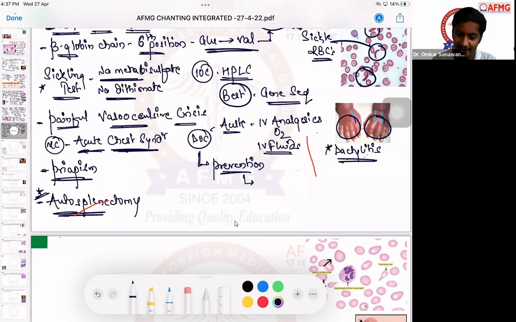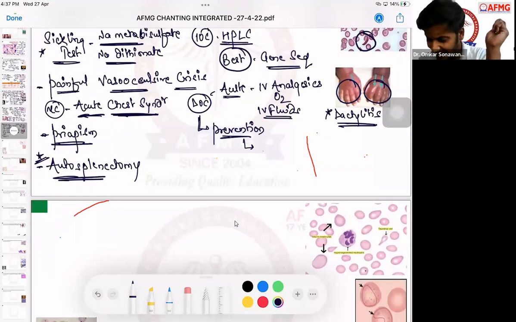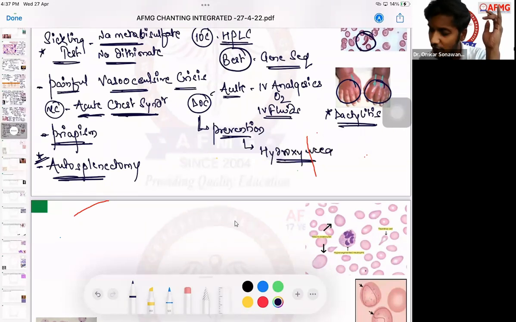One liner, yaar. Drug, jaldi. The drug of choice for sickle cell anemia for prevention. Decitabine is a very new drug. It is hydroxyurea. Please remember the drug which is given is hydroxyurea in the patient.